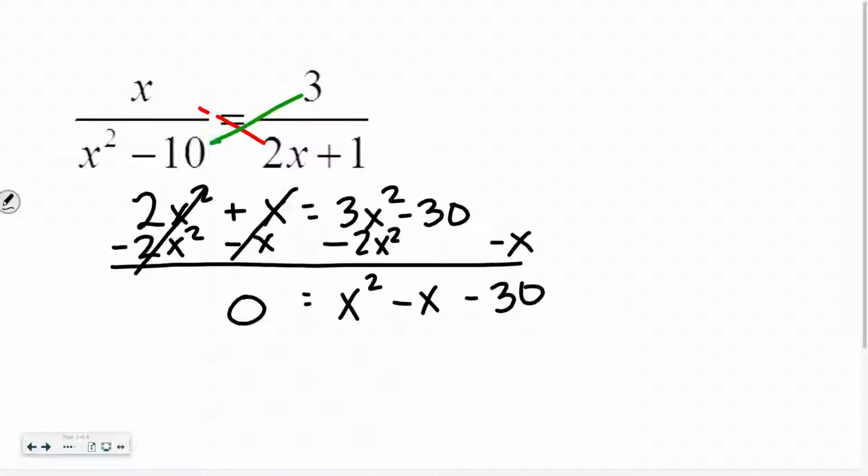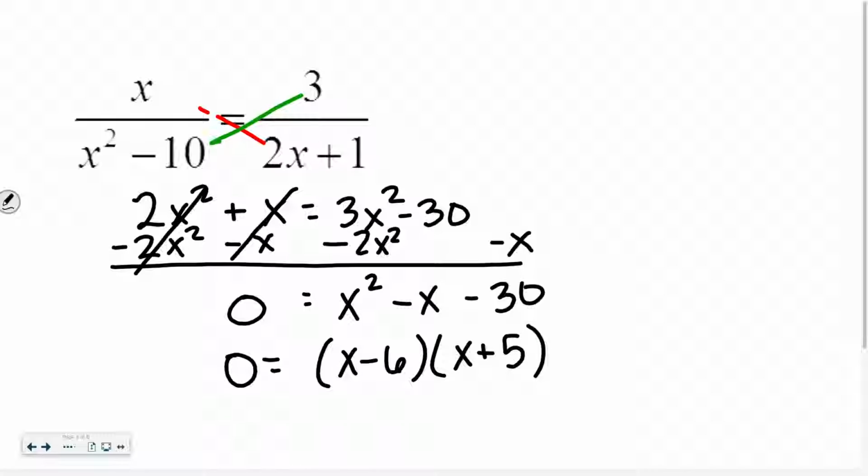You've got a trinomial. Do you have factors of negative 30 that would combine to make negative x? Negative 6, positive 5, so x minus 6, x plus 5 equals 0. So my solutions are 6 and negative 5. Good? Bad? Extraneous? Good.